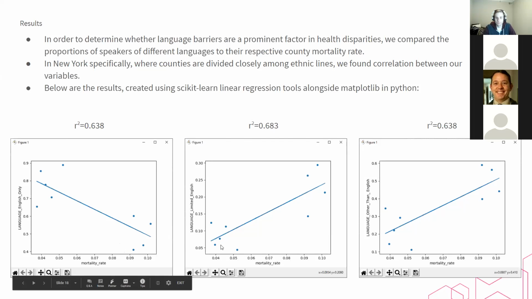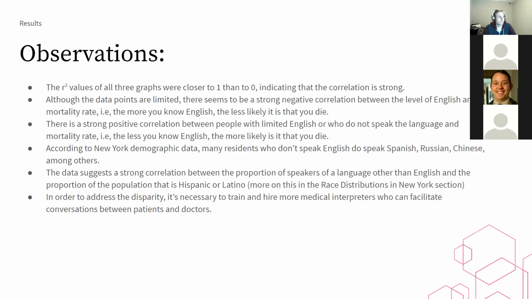So, and there's a positive relationship between limited English and a language other than English spoken. So as the proportion of limited English speakers increases, so does the mortality rate for these populations. Sorry, I'm getting my words mixed up here, and I apologize if it causes any confusion.